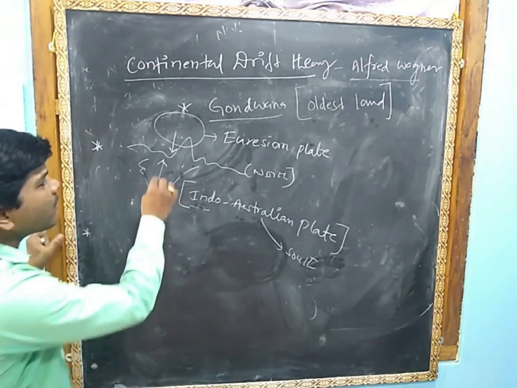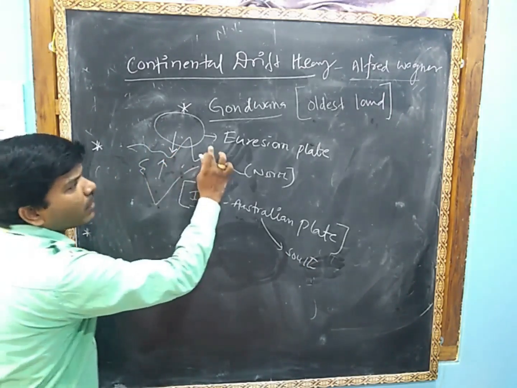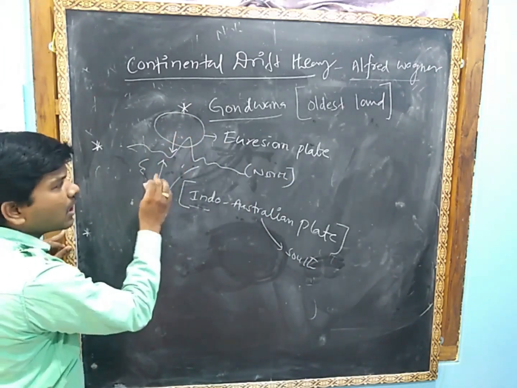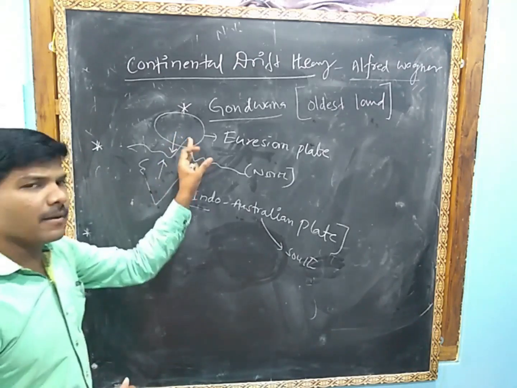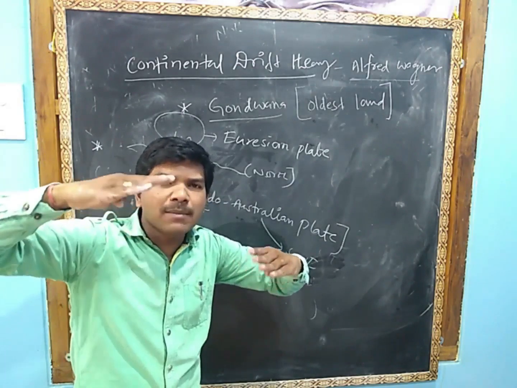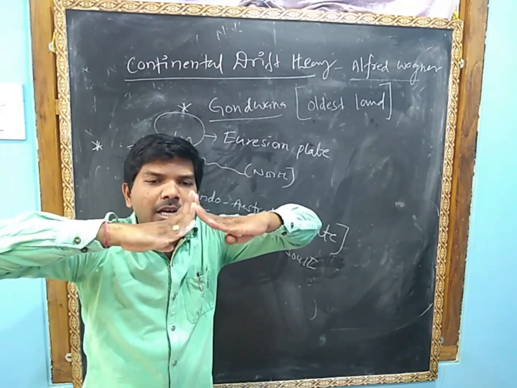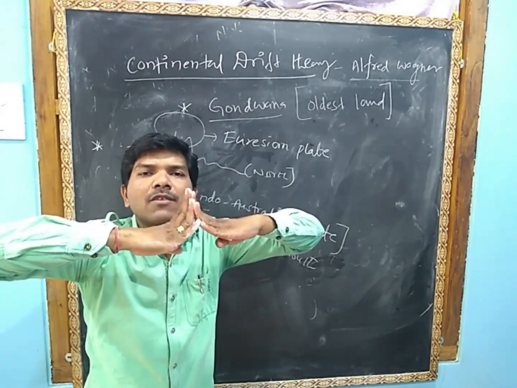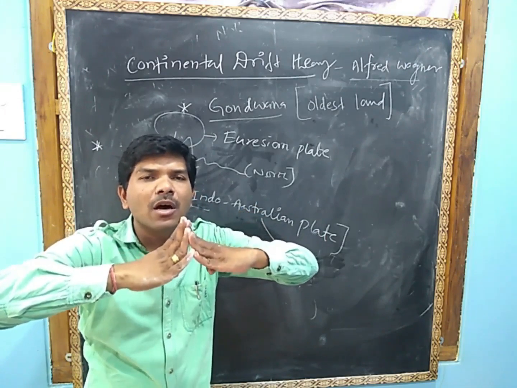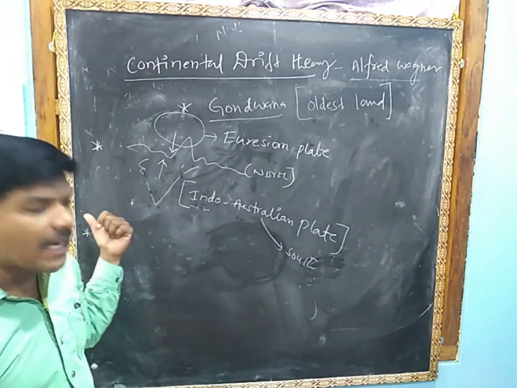Then what happened? Whenever India was moving to the north, there was another plate there. That plate was also coming towards India. These both plates collide. This is the Eurasian plate, this is the Indo-Australian plate. Whenever these both collide here, the mountains are formed. Mountains are formed due to convectional currents or internal forces. So let us learn about the plates.